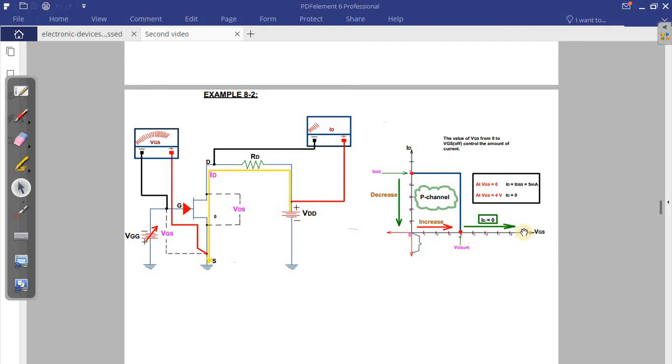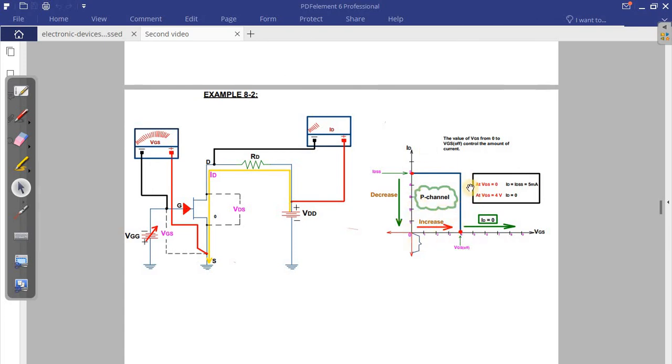So if I keep increasing here, what will happen? If I keep increasing, ID will stay 0. Because if I increase VDS, ID will decrease. When VDS is equal to 4 volt, which is VDS off, ID will be equal to 0. Any increase again here will no longer affect the current, it will stay 0. I can't say -1 or -2 or -4, the current will stay 0.